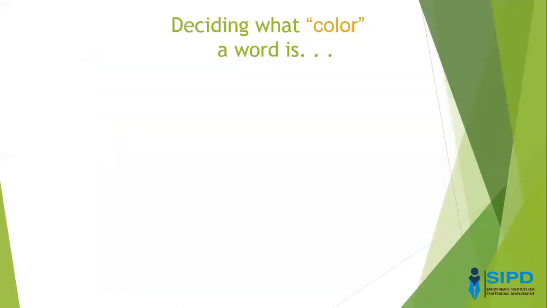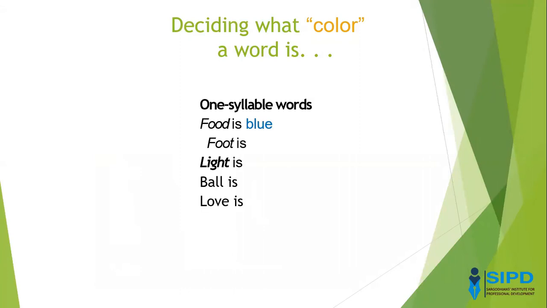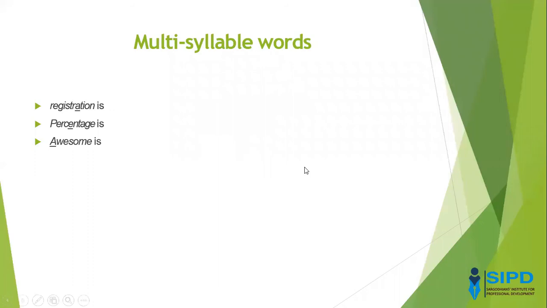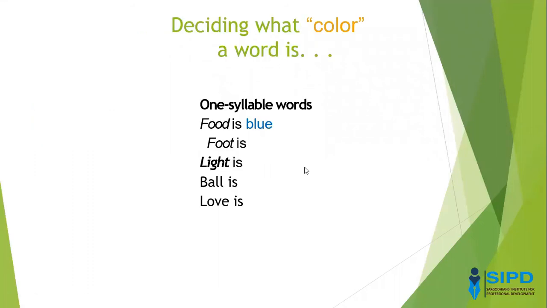Okay, so let's move forward. Let's decide what color a word is. These are one syllable words. Food is blue because it's oo, just like blue. Foot is... I would like your answers and responses in the chat box. Look at the color vowel. Which sound from the color vowel does it suit?